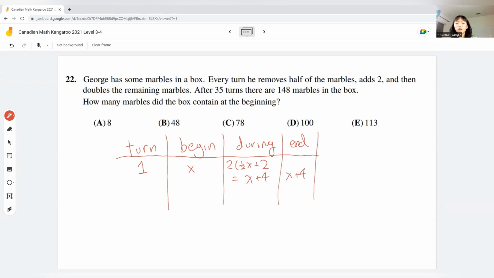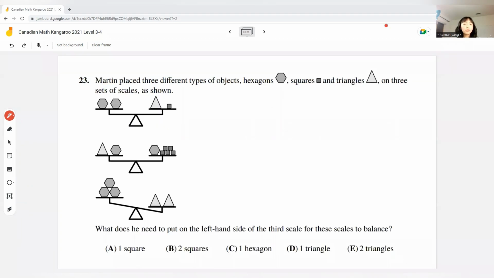If you keep doing this over and over again, you will notice that it's just adding 4 each turn. That's a really important pattern that we want to notice here. So if we do 35 times 4, because there are 35 turns, plus x equals 148, then you should end up with x equals 8, meaning that the answer would be A, and that should be your correct answer.